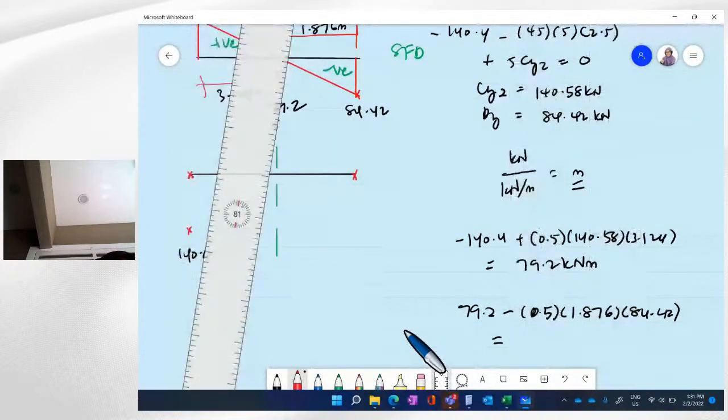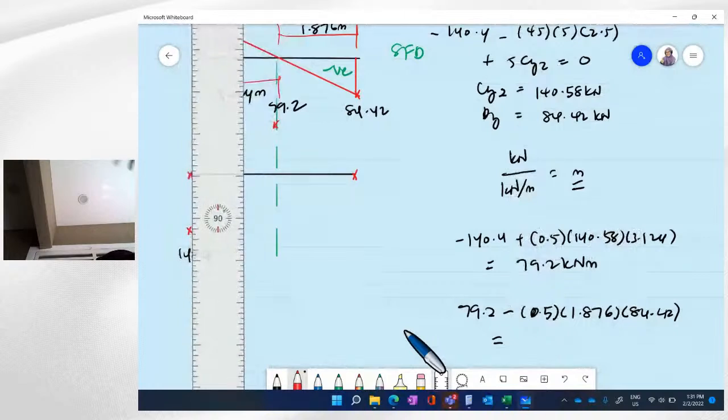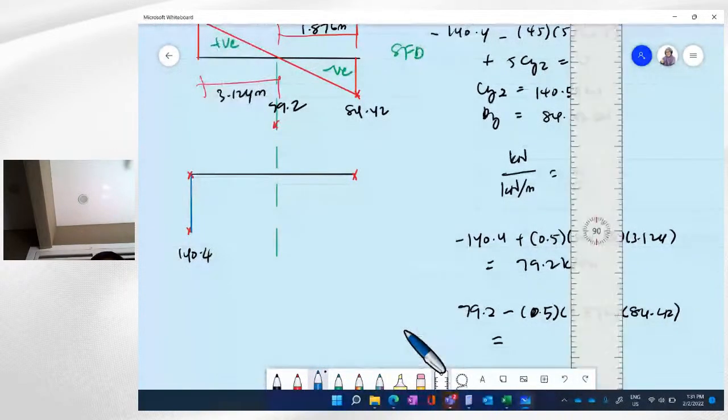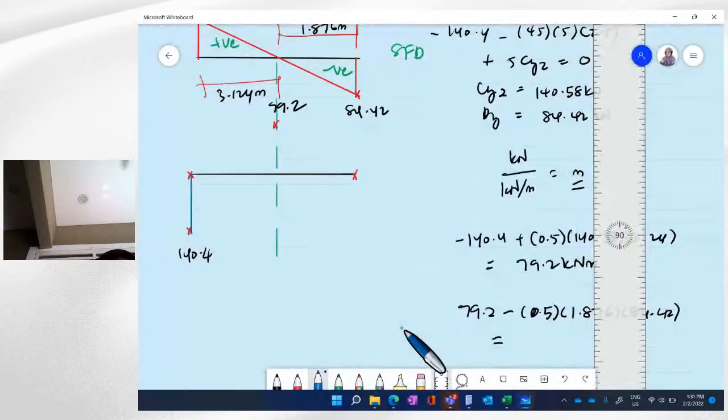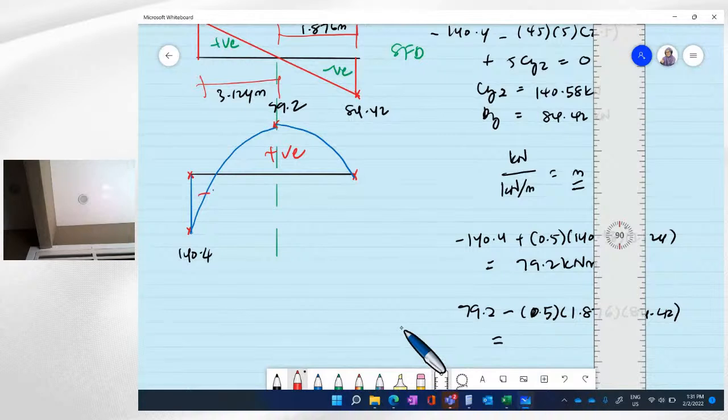So this is a straight line, and then curve, and curve. This will be the positive side. This will be negative. So this is the bending moment diagram.